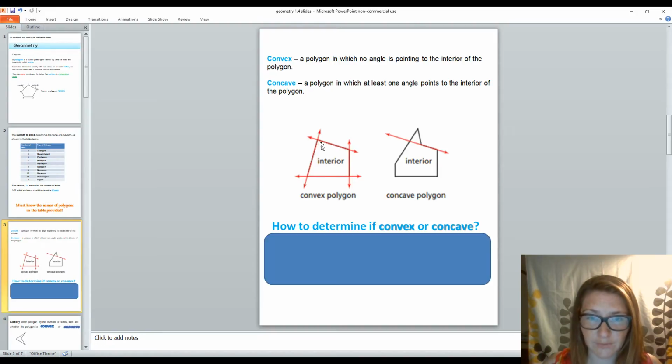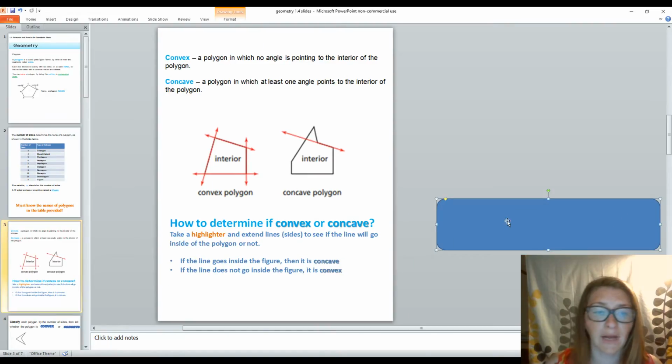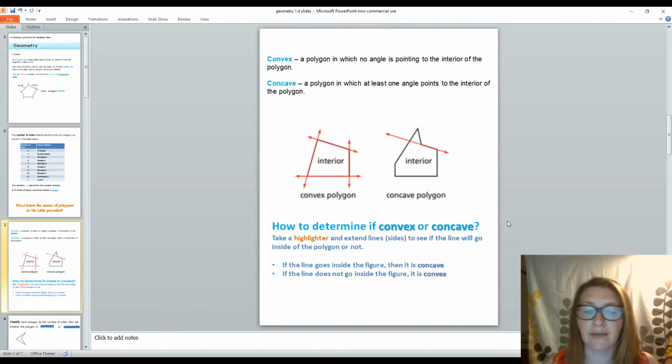So here are my two examples. You can see that I have a four-sided figure here. Notice how I'm hovering over the four-sided figure with my mouse. I'm going to show you how to determine that this was convex and how the polygon to the right is concave. What I like to do is take my highlighter or pen or pencil and extend my lines, aka my sides, to see if the line will go through the inside of the polygon or not. If the line happens to go inside the polygon, anywhere on the inside, then it's concave. If it doesn't go inside, then it's convex.